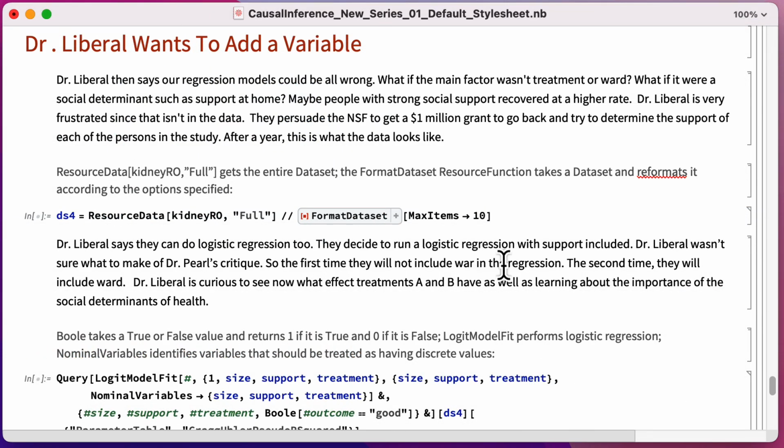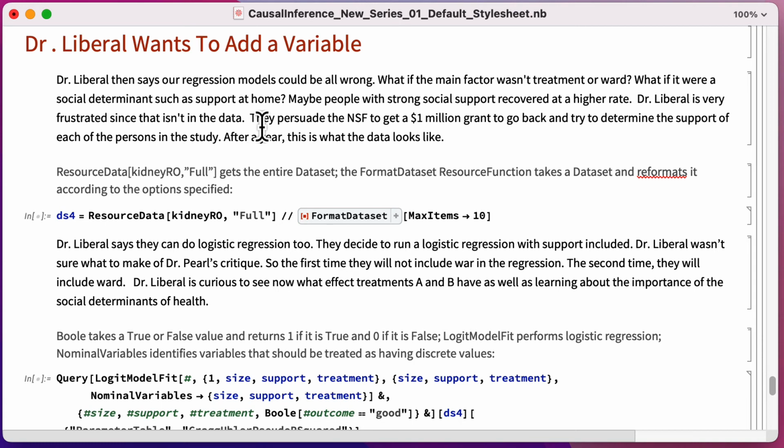We got one more researcher in the room. It's Dr. Liberal. Dr. Liberal says maybe we've got it all wrong. Maybe the main factor in outcomes isn't the treatment you get or the ward you're stuck in. Maybe it's how much support you have at home. Dr. Liberal's a big believer in the social determinants of health. So Dr. Liberal's very frustrated that the data didn't include anything on social support.